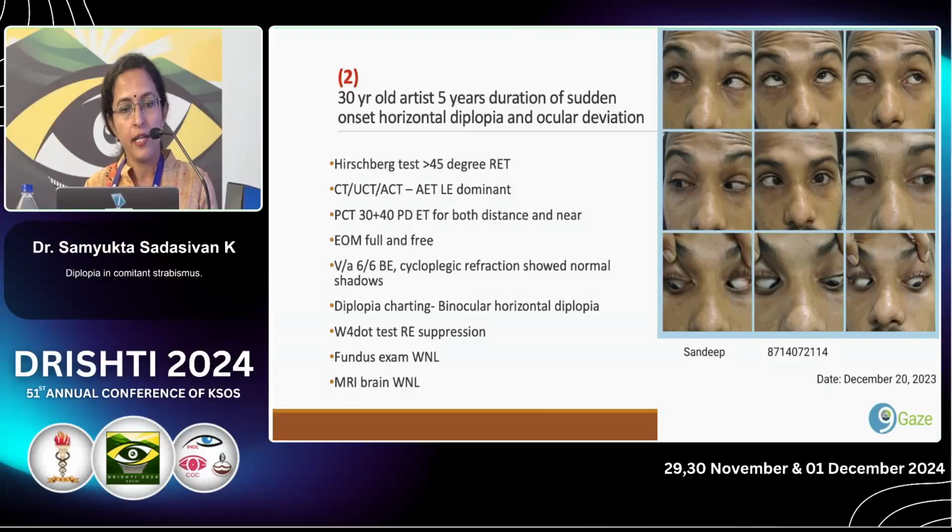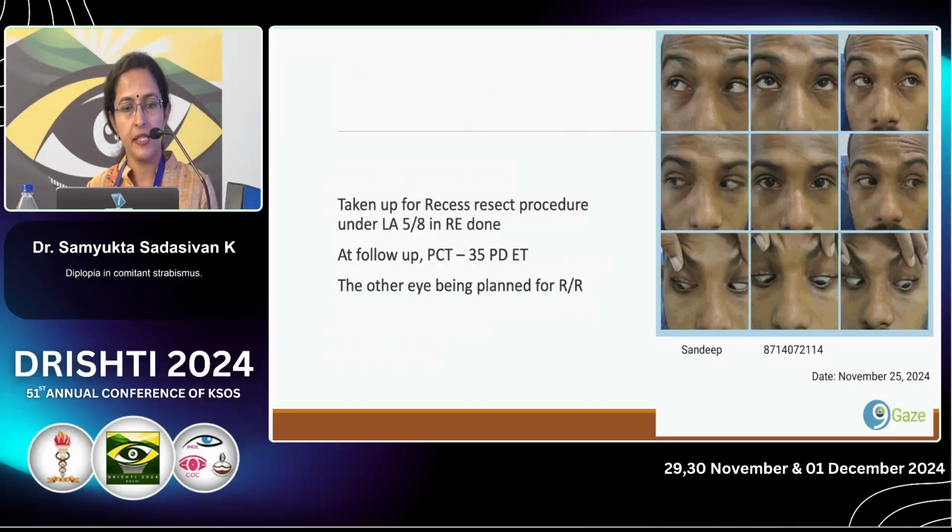So on evaluation, cover test revealed alternating ET with left dominance. Prism cover test showed 30 plus 40 prism diopter ET for both distance and near. EOM was full. Best corrected visual acuity 6/6. Cycloplegic refraction showed normal retinoscopy shadows, and fundus exam was within normal limits. Again, MRI brain was done. That was also normal. So this was an adult whom we diagnosed with AACE.